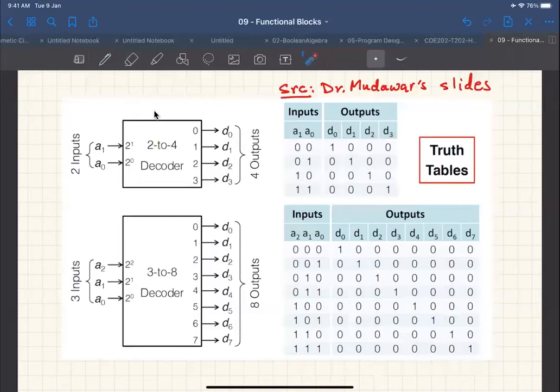Here, this one, it will be A1 A0 complement, and this one will be A1 A0 for D3. Similarly, you can see for the 3 to 8 decoder, it has 3 inputs and 8 outputs, from D0 to D7.